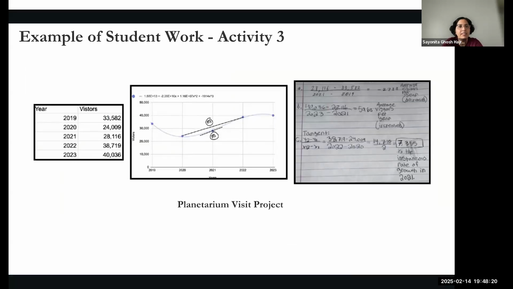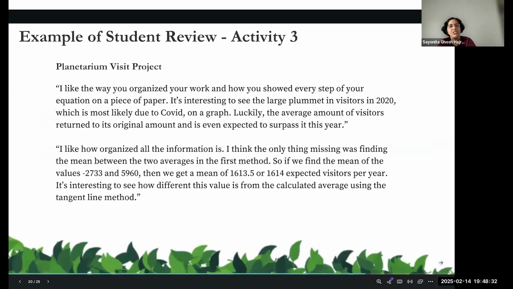And this one was Activity 3, another one on the redwood tree project. They started with one project, but since they could not collect the data, they looked at the number of people that visited the campus planetarium between 2019 to 2021 and 2021 to 2023. And they again used 2 different ways to calculate the instantaneous rate of growth.